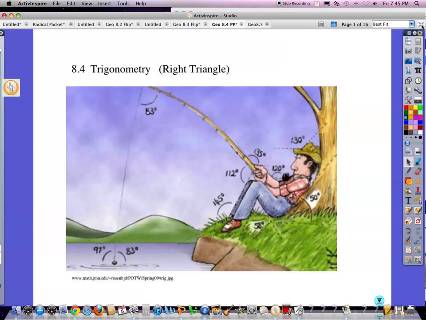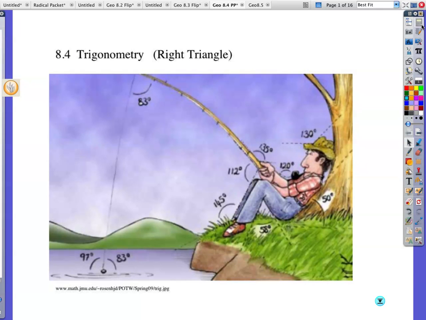Okay, 8.4, trigonometry, right triangle trig, in fact. There's different kinds of trig. There's circle trigonometry, but we're going to be dealing with right triangle trig.